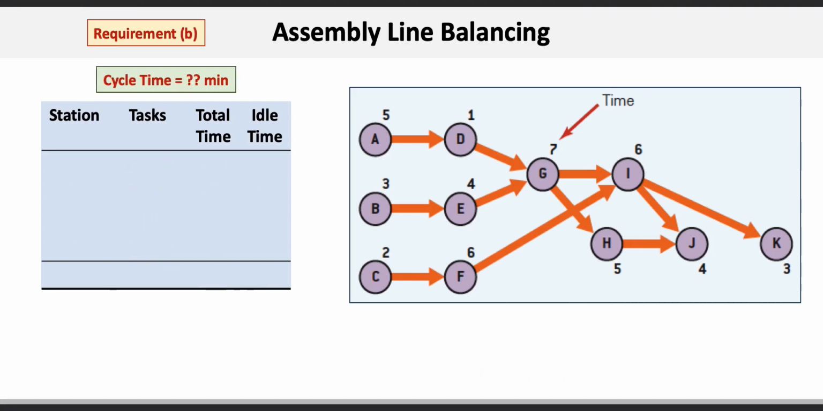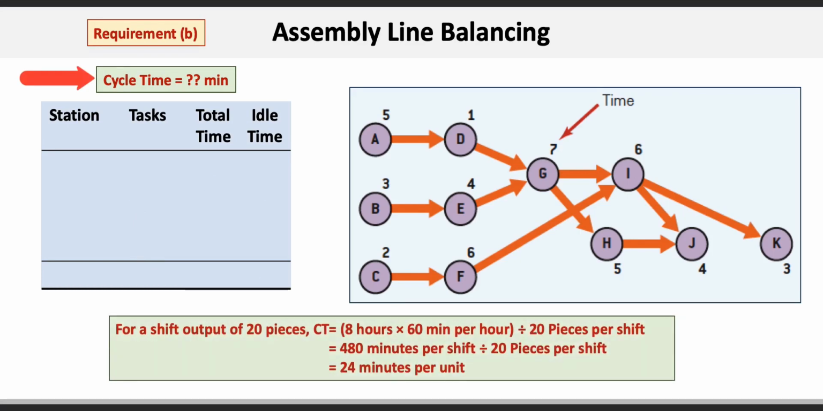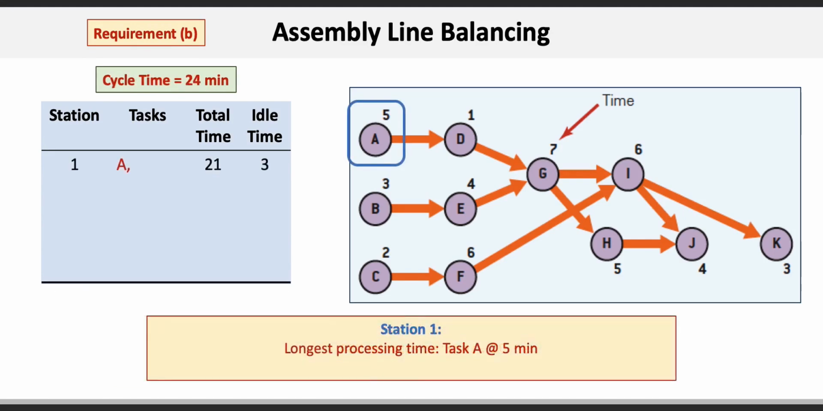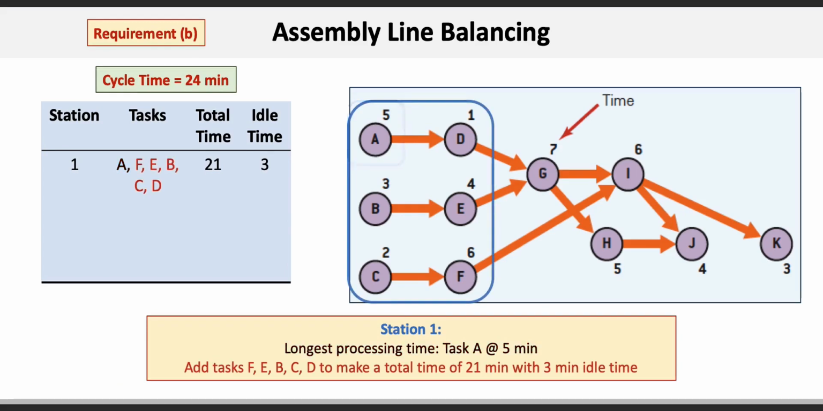Now let's see what a balanced line looks like with demand or shift output of 20 pieces per shift. First, we recalculate the new cycle time. The same 480 minutes is available on an 8-hour shift, but now we divide by the required 20 pieces per shift, giving us a cycle time of 24 minutes. And now we start balancing the line. We start station 1 with task A, and then start adding additional tasks with the longest time first until we get as close to 24 without going over. We add in tasks F, E, B, C, and D to create a workstation with 6 tasks and a station time of 21 minutes with 3 minutes idle time.